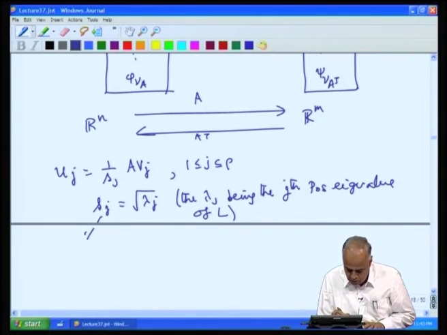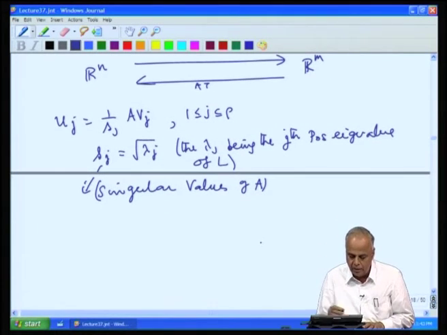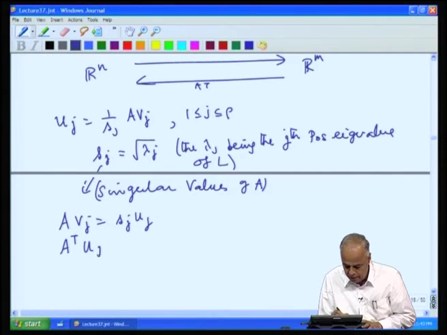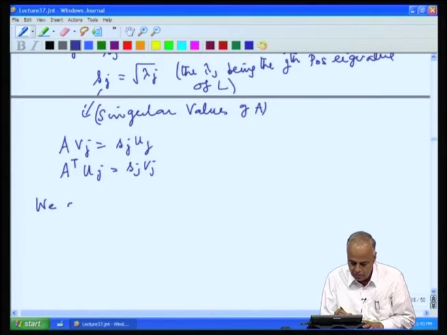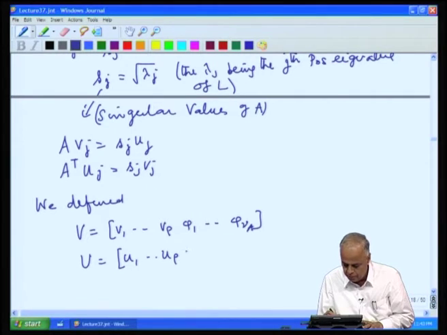So, these are called singular values of A, and then we had the relation that A v_j is s_j u_j, from the definition itself, and similarly A transpose u_j is s_j v_j. Then we defined V to be the matrix whose columns are v_1, v_2, ..., v_rho, phi_1, phi_2, ..., phi_nu(A), and U to be the matrix u_1, u_2, ..., u_rho, psi_1, psi_2, ..., psi_nu(A transpose).